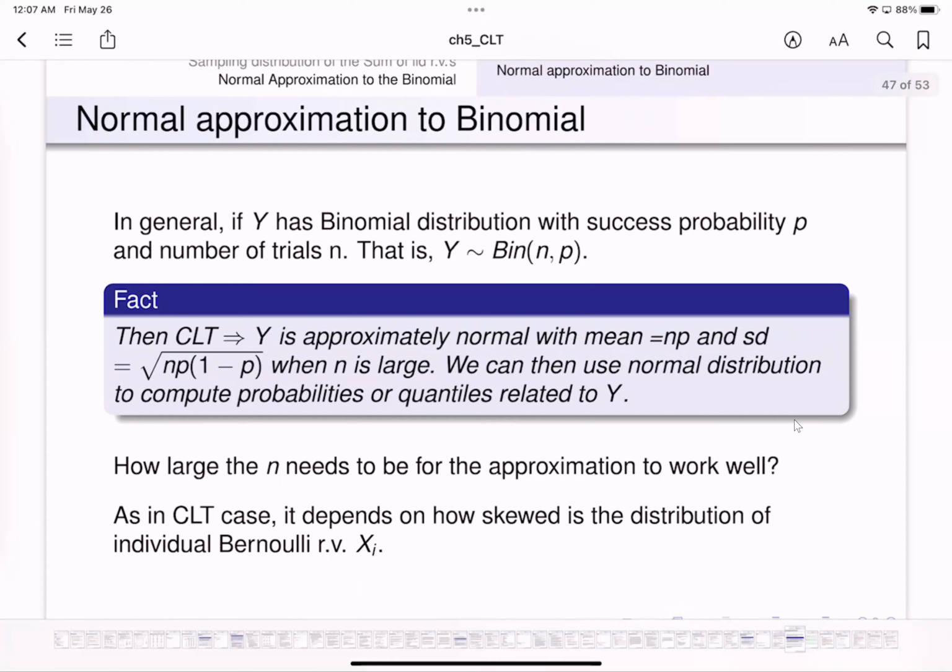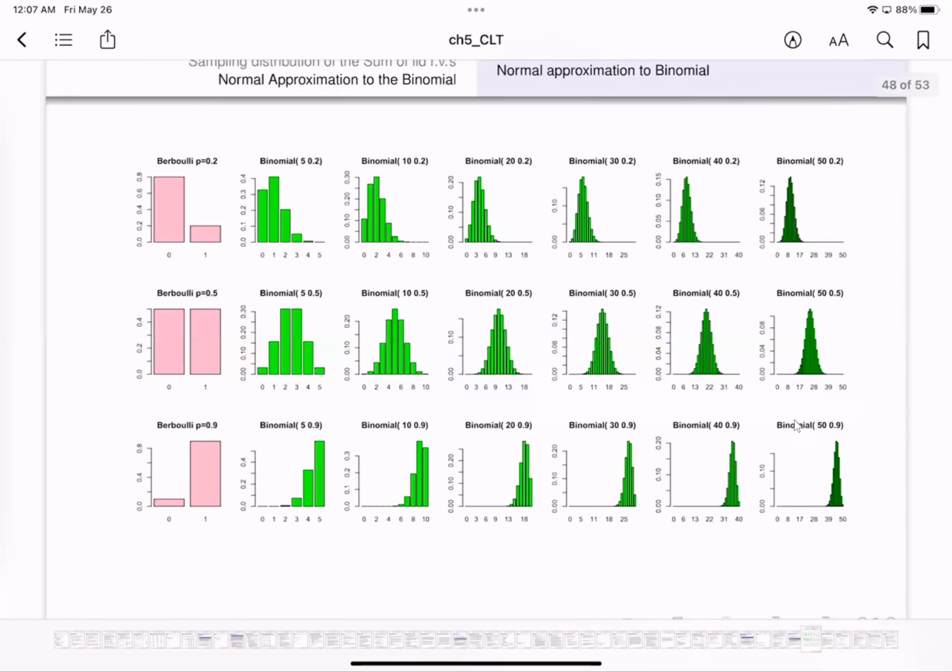So when can we use that? Generally, if n is large, and how large it needs to be depends on whether this success probability p is small or not. If p is not very small, so if p is close to 0.5, the center of 0 to 1, then the distribution of the population is not skewed. In that case, the sum will behave close to normal even for pretty small n.